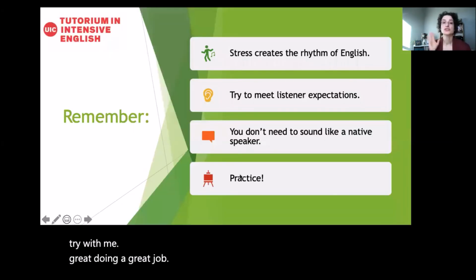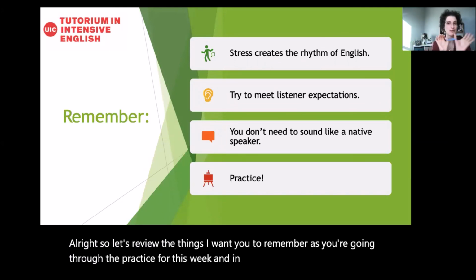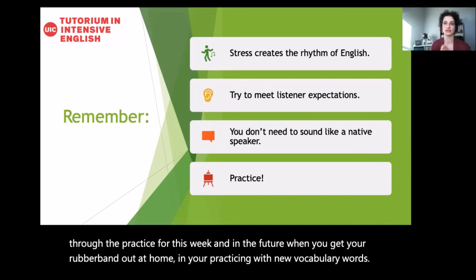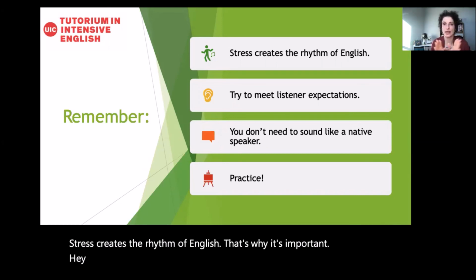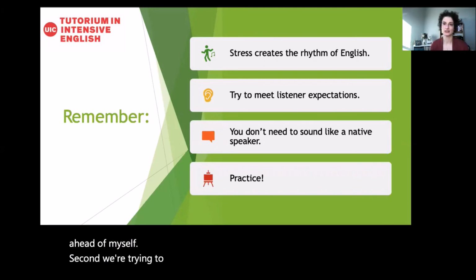All right. So let's review the things I want you to remember as you're going through the practice for this week and in the future when you get your rubber band out at home and you're practicing with new vocabulary words. Stress creates the rhythm of English. That's why it's important. Hey, you may not be perfect right away, but just keep practicing. Second, we're trying to meet listener expectations. We're trying to approximate listener expectations.